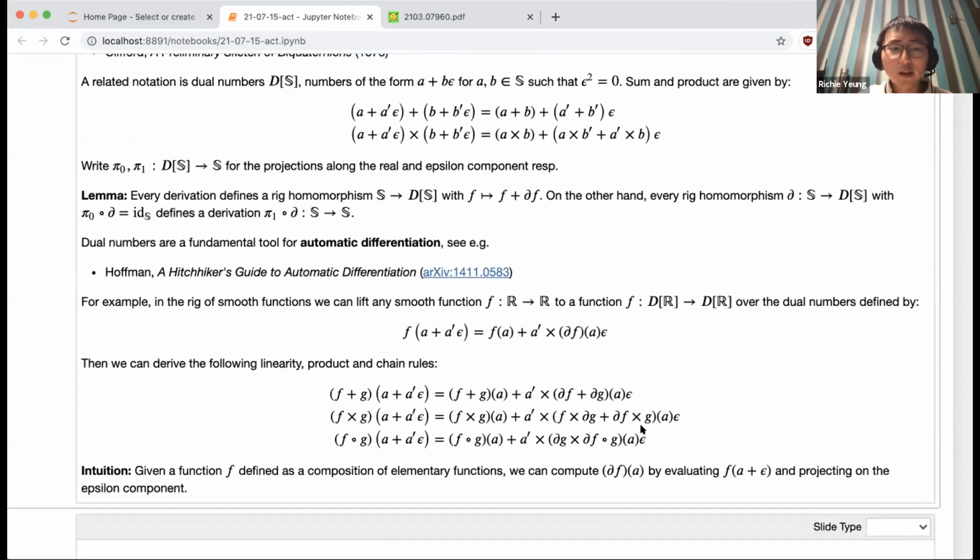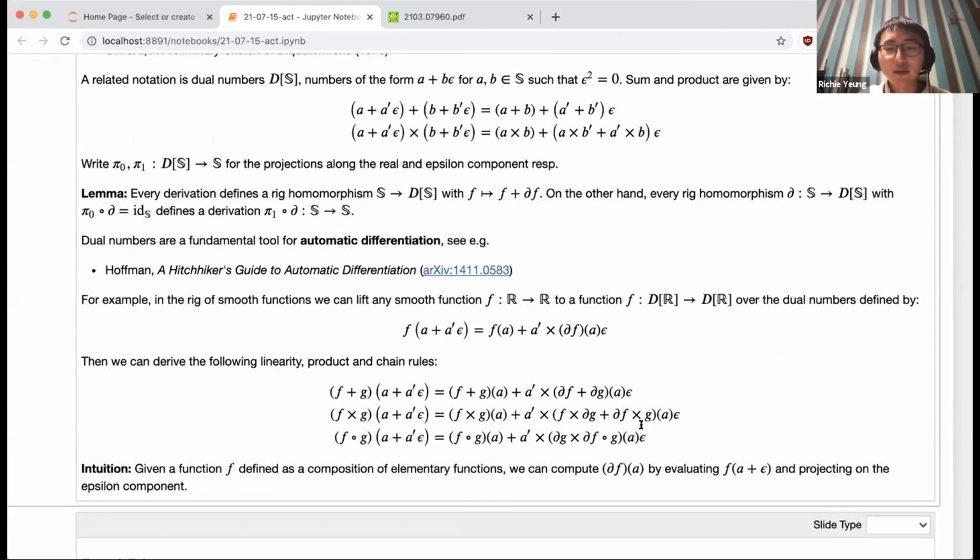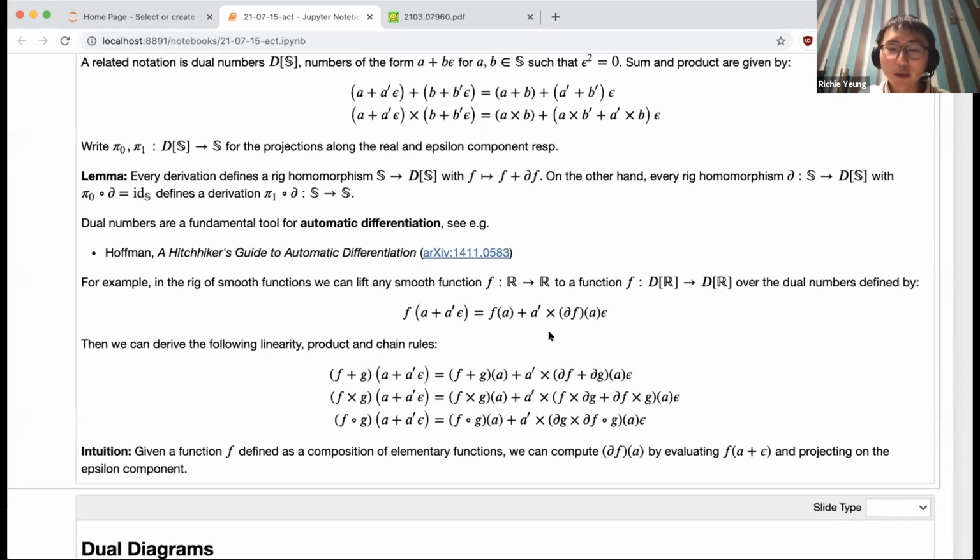An example of this is the rig of smooth functions. If you have a smooth function f from R to R, you can lift this function to the dual numbers by using this equation, which is derived by essentially Taylor expanding f at a and then discarding the epsilon squared components. Using this equation and the previous properties of a rig, you can combine them and derive the linearity, product, and chain rules that we're very familiar with.